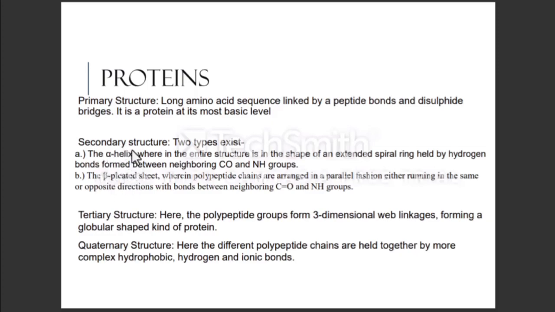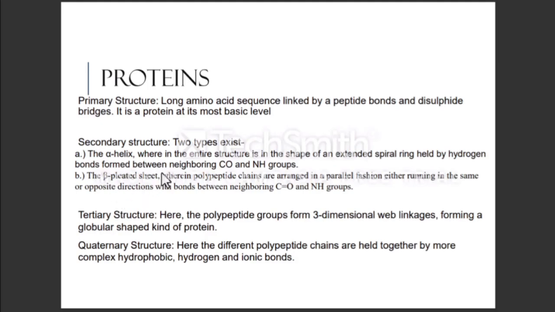So the alpha helix is a structure in which you have polypeptide structures that bind around each other and form a helix. Okay, so the entire structure is in the shape of an extended spiral ring held by hydrogen bonds formed between neighboring CO and NH groups. So we have these polypeptides, due to the interaction between the carbonyl groups and the amine groups, winding around each other, forming a kind of helix, okay, which we call the alpha helix. So this is one of the secondary structures of proteins.